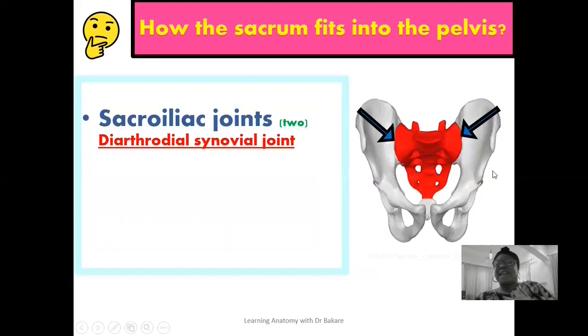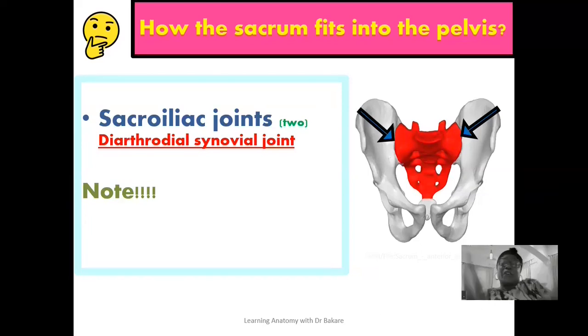This can be classified as a synovial type of joint, which means that it has synovial apparatus embedded within it. It can also be classified in terms of movement as a diarthrodial type of joint. This is a type of joint that allows free movement. So in trying to classify this joint, it's good for us to be able to establish the class that they belong to in case we come across this during examination.